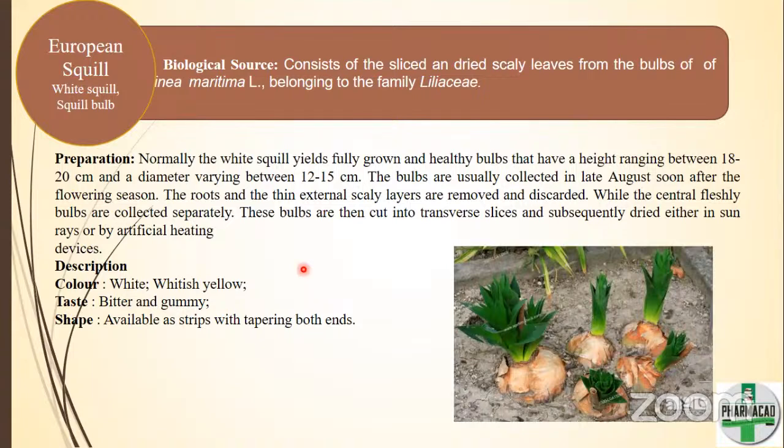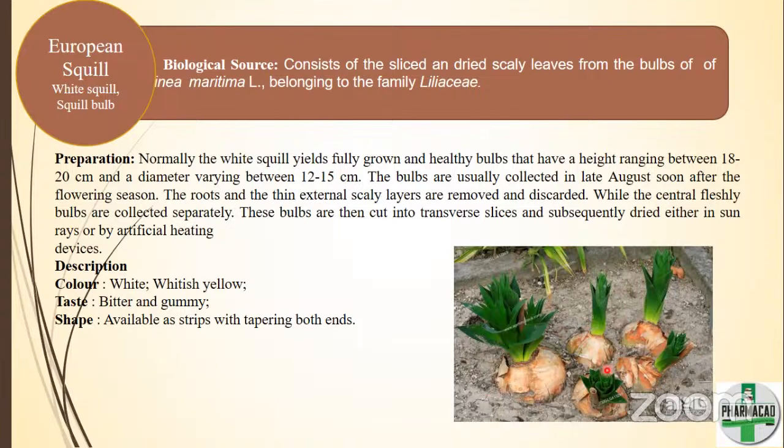Then about European squill, that is the next drug we are going to start with. European squill consists of sliced and dried scaly leaves from the bulbs of Urginea maritima belonging to family Liliaceae. Normally these are white squill, which yields fully grown and healthy bulbs with a height ranging between 18 to 20 centimeters and a diameter varying between 12 to 15 centimeters.